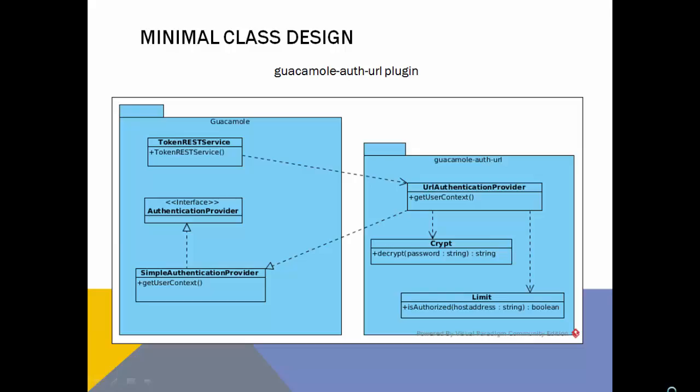The authorization plugin hooks into Guacamole by extending and taking the place of an authentication provider. The plugin's main class is the authorization provider that creates the user context. The other two classes help with the issues of password decryption and validation of remote desktop address.